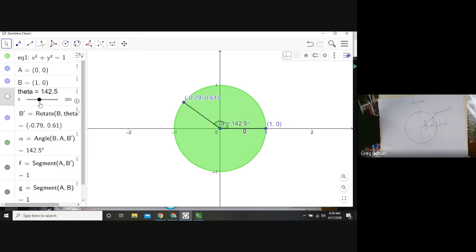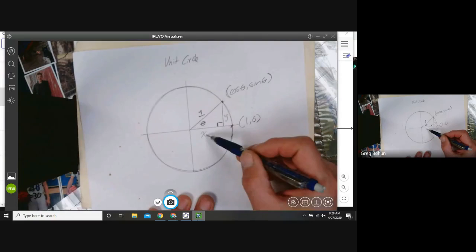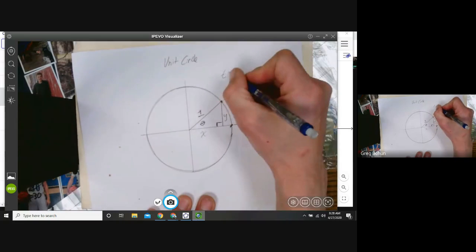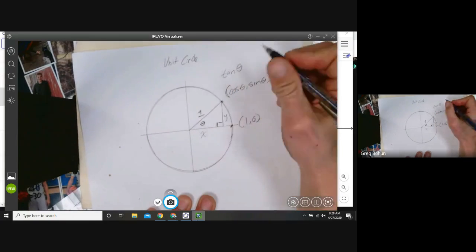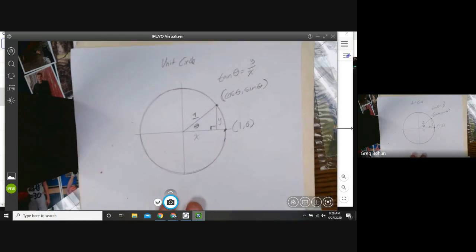If we want the tangent, I will go back to our little drawing here. Tangent is opposite over adjacent, so the tangent of an angle is the y coordinate over the x coordinate. Okay, if you remember, c goes to s, and if you want the reciprocal of the cosine, you would take the secant.